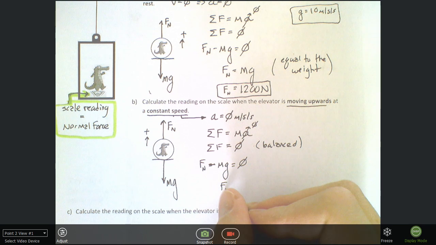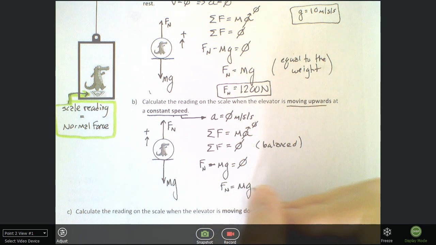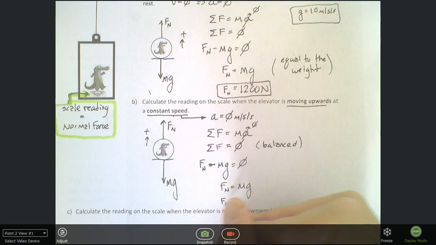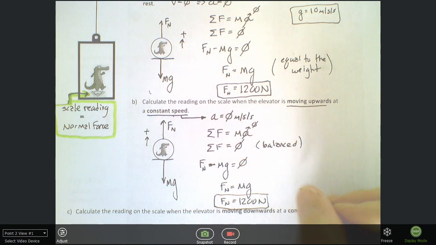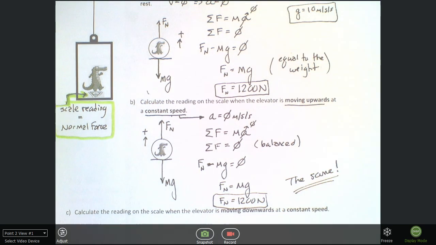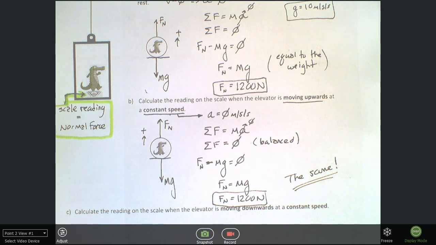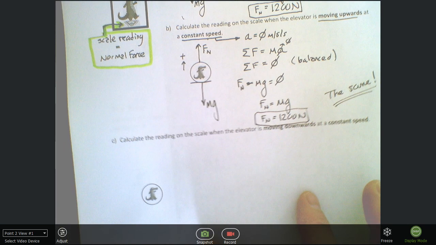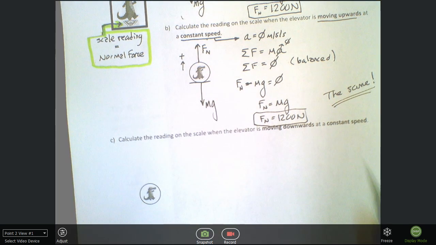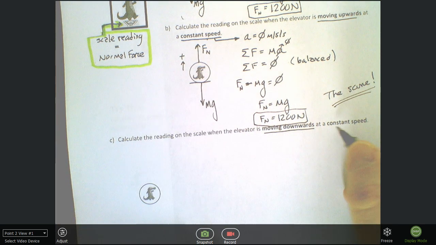So once again, you would feel the same. Okay. Now let's look at another case. Now we're saying that calculate the reading on the scale when the elevator is moving downward at a constant speed.